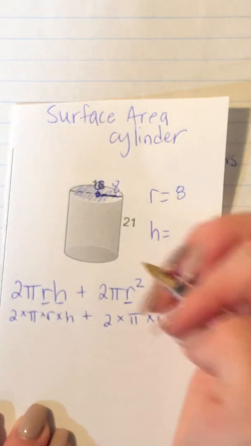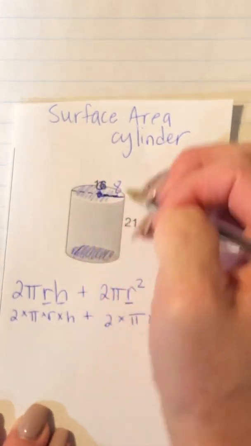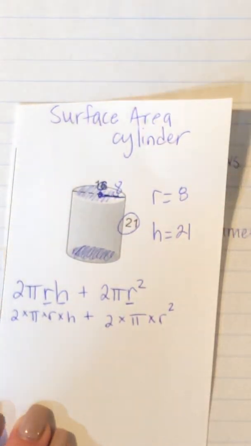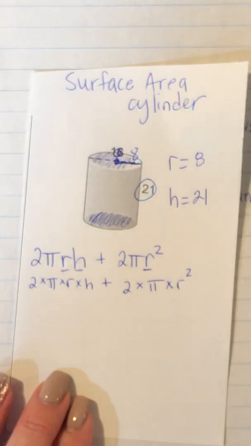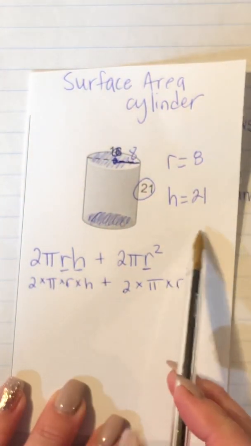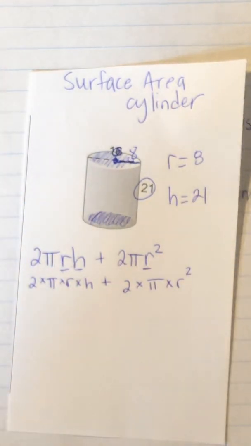And the height is basically the other number. It connects these two circular bases. The circle to the circle is connected by the height, which is 21. Now we're simply going to plug this R in anywhere down here that we see an R, and we're gonna plug this H in anywhere that we see an H. So we're just gonna follow from left to right.